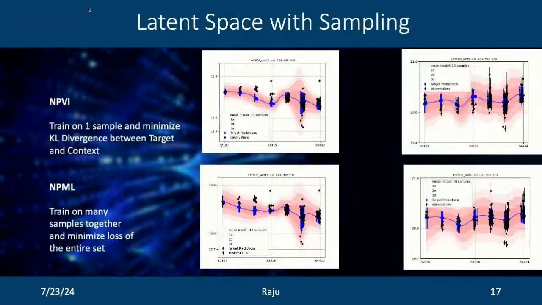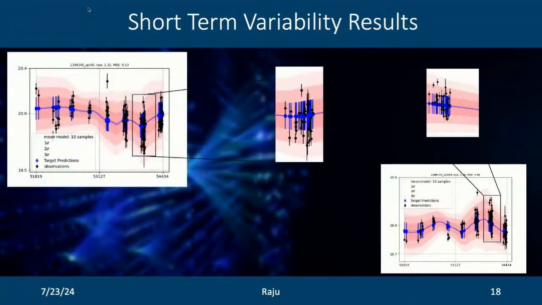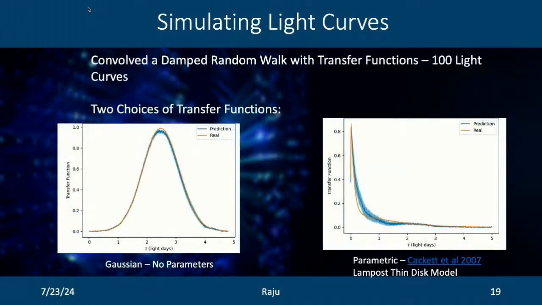We can generate samples, and there are different ways of training them. We can train on a large number of samples, or train on one and try to keep the representation accurate, and we have different methods of doing this. We also looked at short-term variability, and it was able to capture distinct seasons of the light curve better than conditional neural processes.